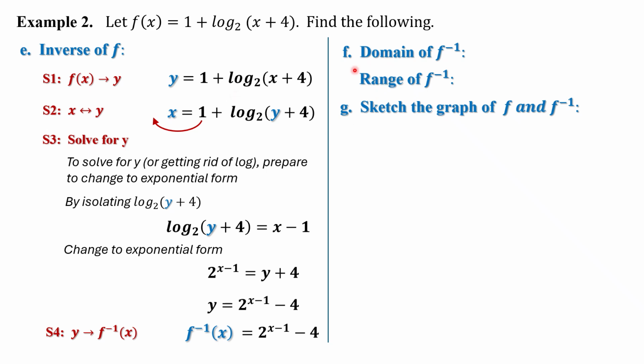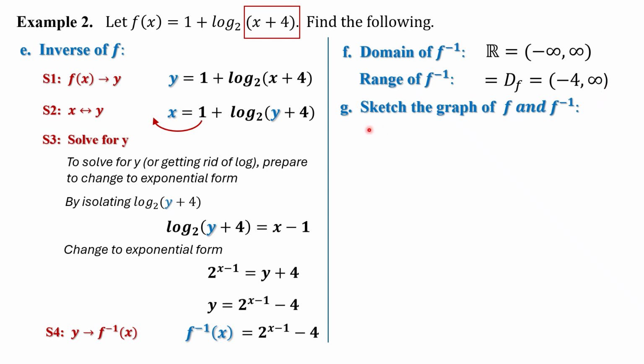Then for letter f, we will find the domain of the f inverse. And in finding the domain of f inverse, we have to base from this. Since this is exponential, as we know, the domain of an exponential function is all real numbers. And then for the range of the f inverse, since we don't have a graph yet, we can relate the range of f inverse as the domain of the function. And this is where we get the domain of the function. This x plus 4 must be greater than 0, and that is negative 4 to infinity.